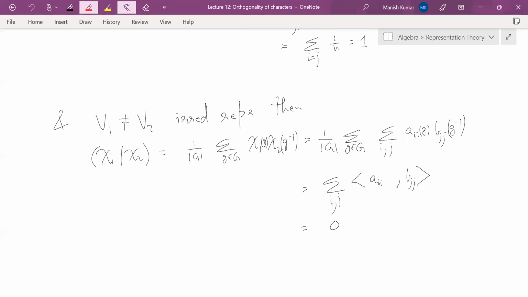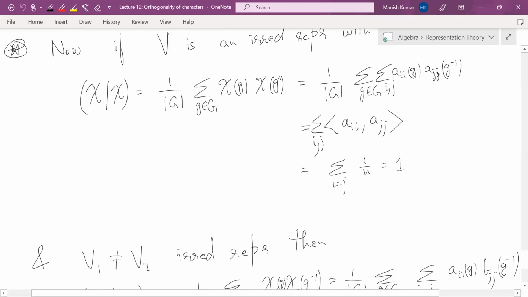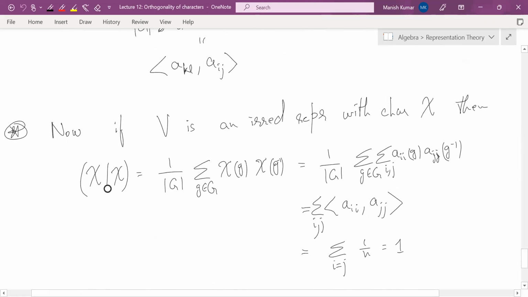Since I messed up the proof, I gave you 2 proofs. One is in Serre and the other is sketched out in Fulton and Harris. Okay, so I hope these orthogonality relations are clear now.